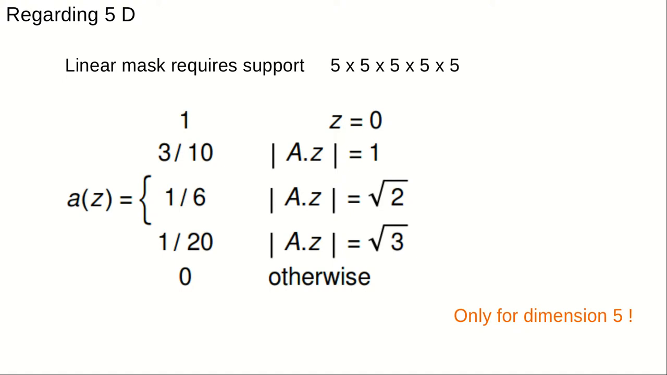So what happens in five dimensions? Here, the weights of the linear subdivision mask do not fit in a 3 to the power 5 array. Also, the weight formula has to account for grid points at a distance of square root of 3 from the origin. We leave the discussion of the schemes for dimension 5 and higher for another video.